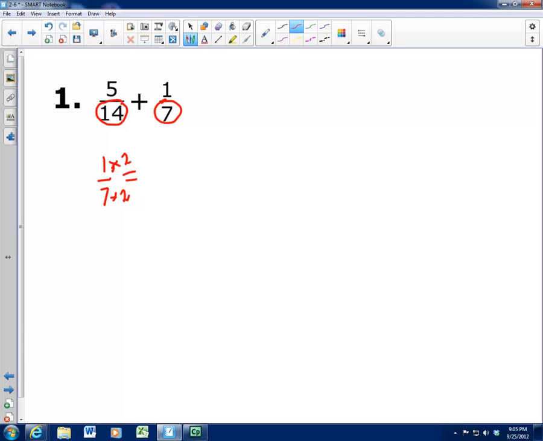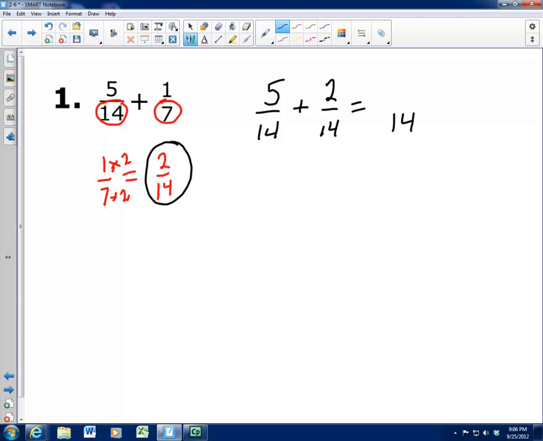So this is going to be 2 over 14. Okay, so I'm going to rewrite this whole equation right here. I'm going to have 5/14 plus, I'm going to use my equivalent fraction right here, the 2/14. Okay, and that's going to give me, let's see, my denominators stay the same, so I know that it's going to be something over 14. I'm going to go ahead and add this. 5 plus 2 is 7. So I get 7 over 14.